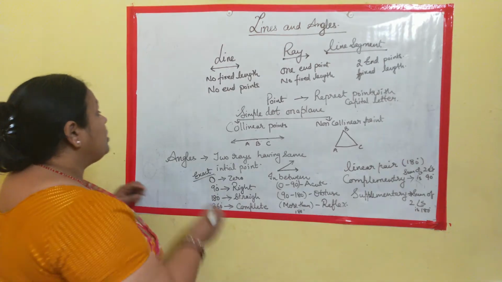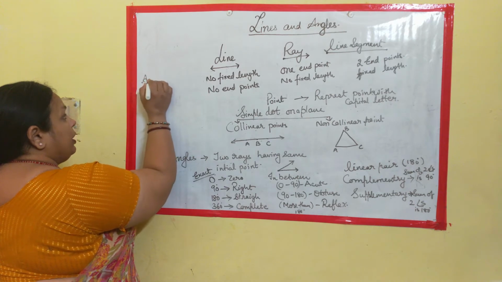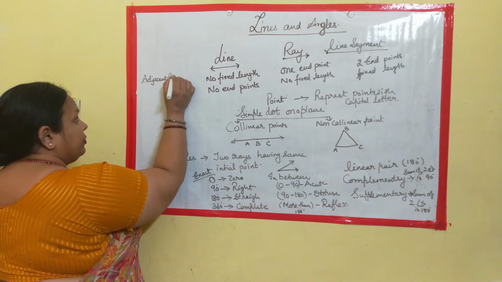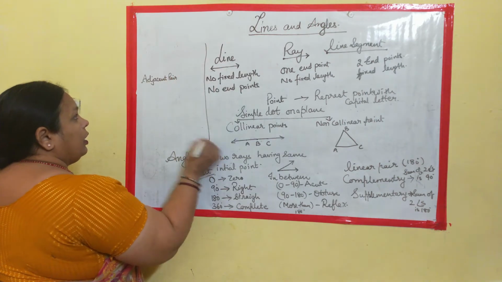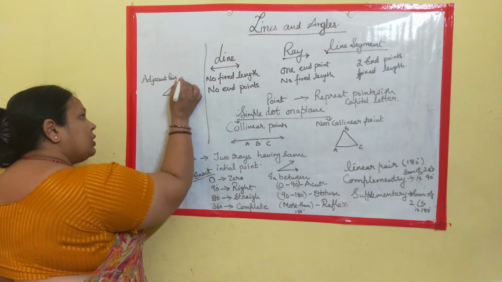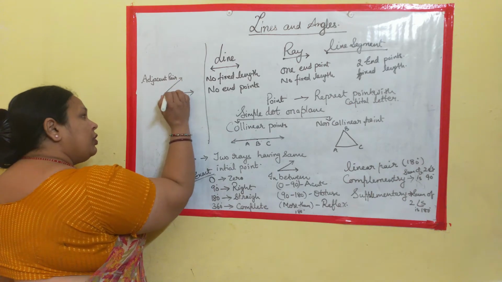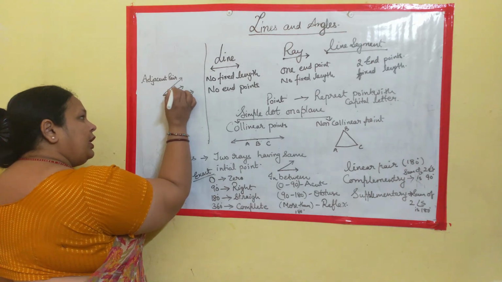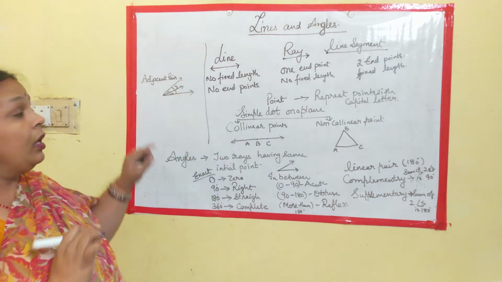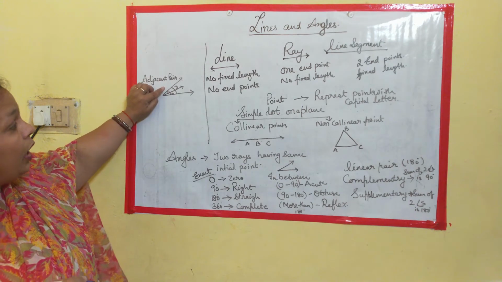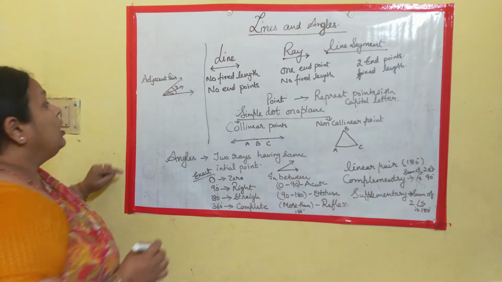They are, first one is adjacent pair. When we talk of adjacent pair, clear? That means with the help of a diagram I will be telling you, this is an angle which is having 1 and 2. This entirely is 3. Clear? We have in this figure angle 1, angle 2. Angle 1 plus 2 is 3.